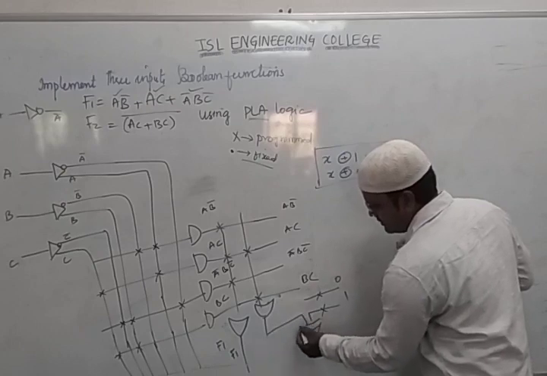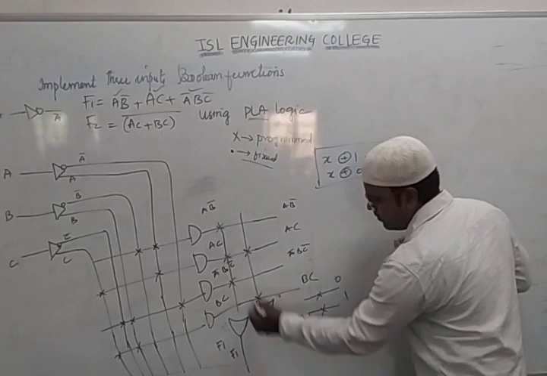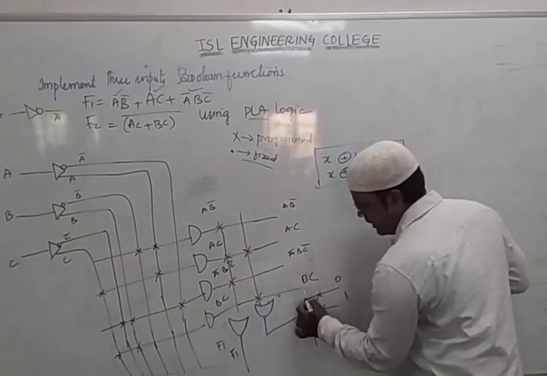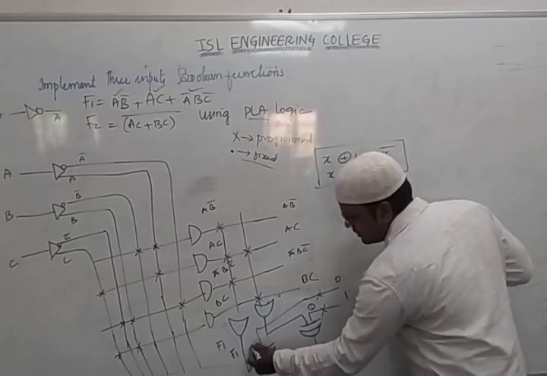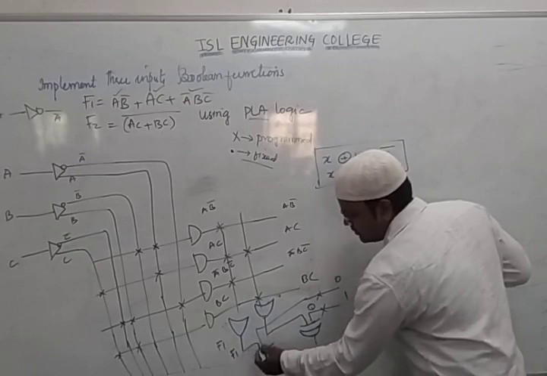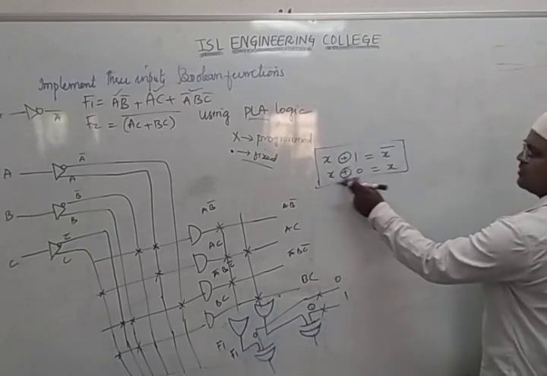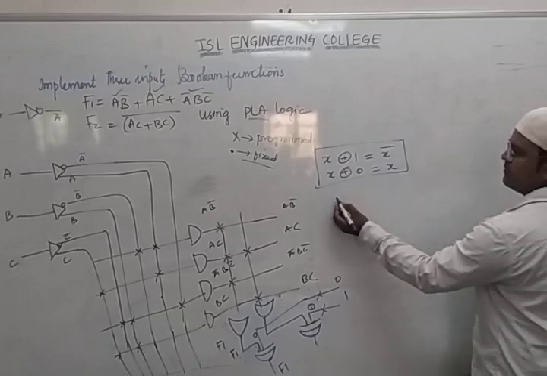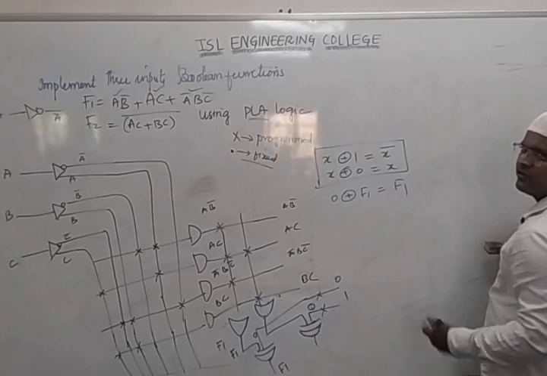Suppose I have an exclusive OR like this. Whatever the answer is up to here, suppose this is your 1, I'm passing it to this input. For the second part I give another exclusive OR gate, so 0 exclusive OR F1. 0 exclusive OR F1 is F1 only, because we don't want to take the complement.